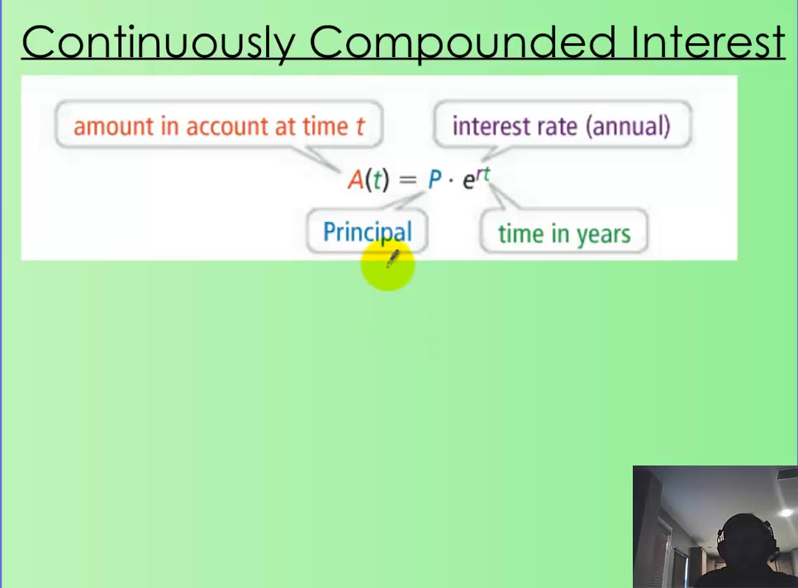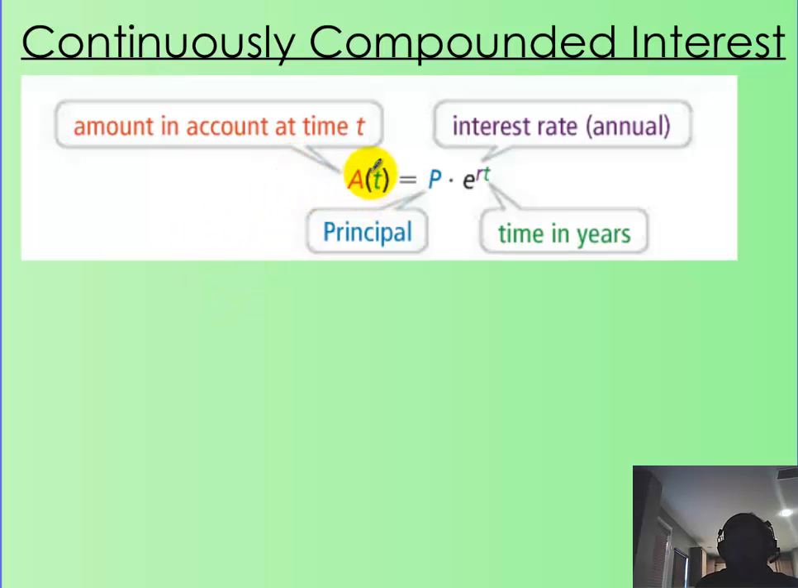One way we use this is in the concept called continuously compounded interest. In that last problem, your interest happened only once a year, every year. This is different: you're gaining interest all the time. So it's a different type of interest.